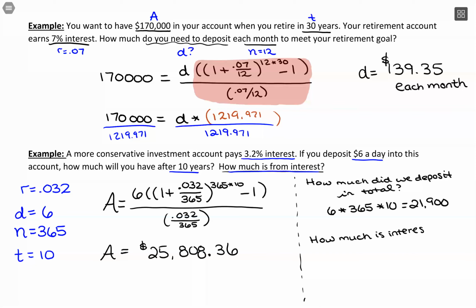So if we wanted to know how much is from interest, what we could do is take the total amount that's in the account, so our balance, 25,808.36, and then remove how much we know we actually deposited into the account, and that difference will be the amount of interest.